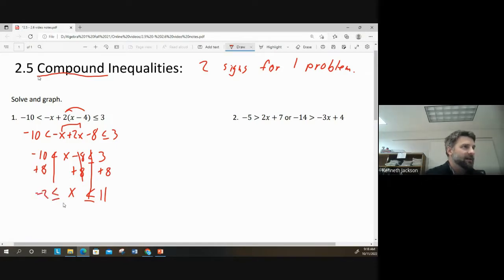Sorry about my sign there. That is not equal to. It should just be less than. There we go. And so my answer is negative 2 less than x less than or equal to 11.